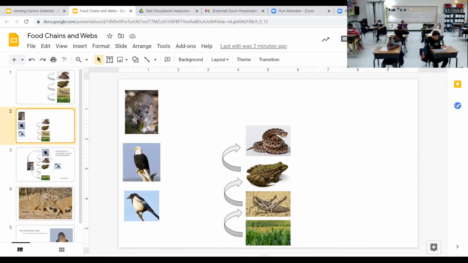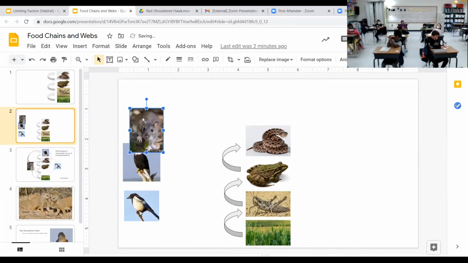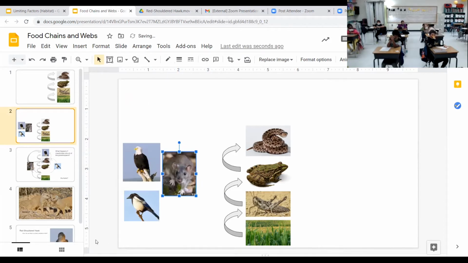The snake. She said the snake is going to eat the mouse. Okay, perfect. So we know the snake's a little bit above the mouse, right? So we can put the mouse, let's say, right around here. Who do we think is going to be at the very top of the food chain now?